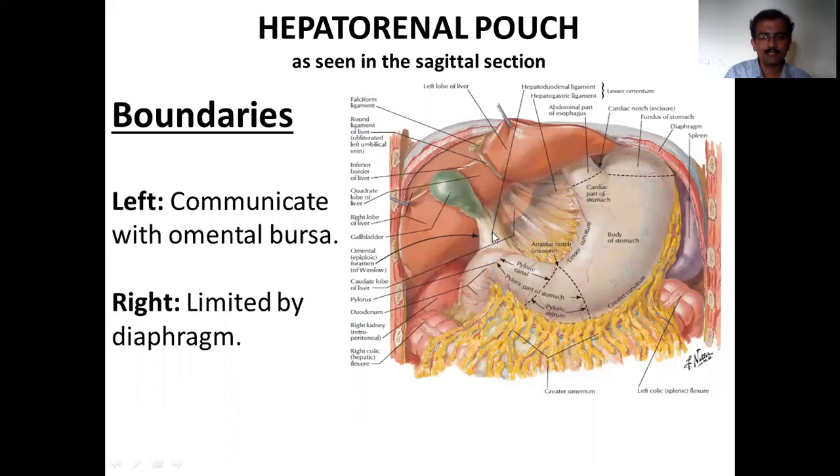And to the left, you can see this is the right side, this is the left side. This is the anterior view of the abdomen, after cutting the anterior abdominal wall. So this here is the peritoneal hepatorenal pouch. You can see here the kidney, the renal, and this is the hepatic, the liver. So this space is the hepatorenal pouch. To the left side, this pouch communicates with the omental bursa or the lesser sac through the epiploic foramen. And to the right, it is limited by the diaphragm. These are the left and the right boundaries of the hepatorenal pouch.